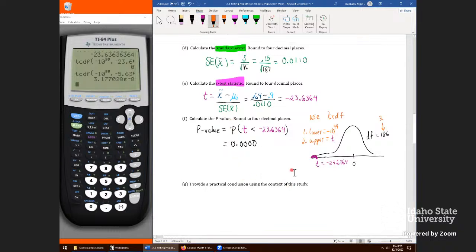Now, here's a portion where we have to make a decision. Any volunteers in the class? Is this rejecting the null hypothesis, or is this failing to reject?